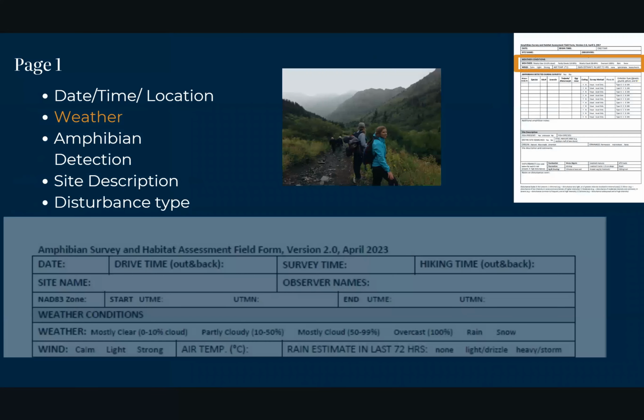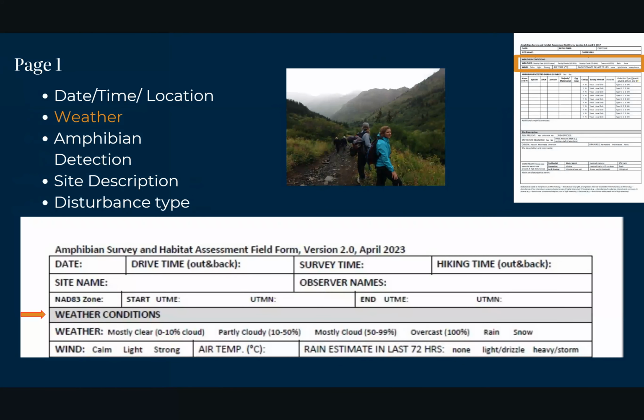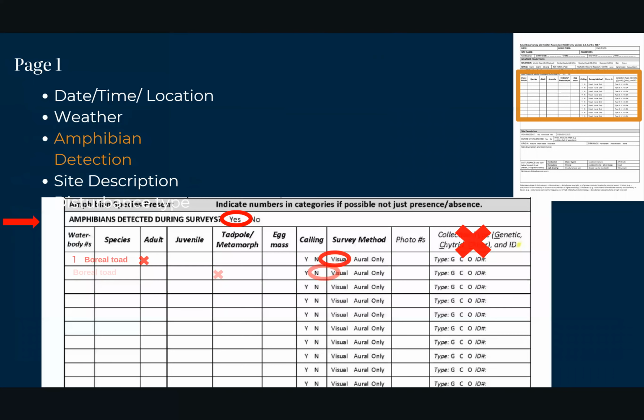The next portion of the form asks multiple choice questions about the weather conditions during the survey. And then importantly, this middle section of the first page asks whether or not you detected amphibians. This includes boreal toads as well as other species, so you may have seen or heard them. And we ask specifically what life stage you detected. So if you've seen eggs, tadpoles, toadlets, or adults.